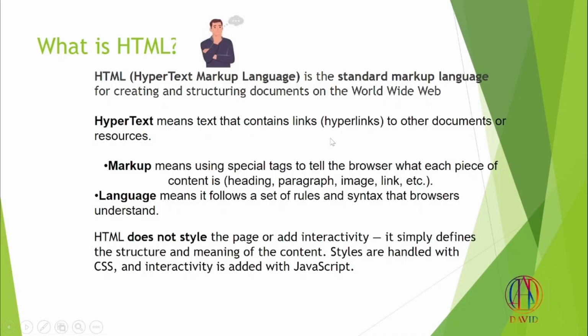Hypertext means text that contains links to other documents or resources, and links in HTML are known as hyperlinks. So hypertext is text that contains links to other documents or resources. Markup means using special tags to tell the browser what each piece of content is. We have different types of tags, and we'll get into that and understand what a tag is and the different types of tag. For our case, we may have heading, paragraph, images, links, and more. Language means a set of rules and syntax that browsers understand.